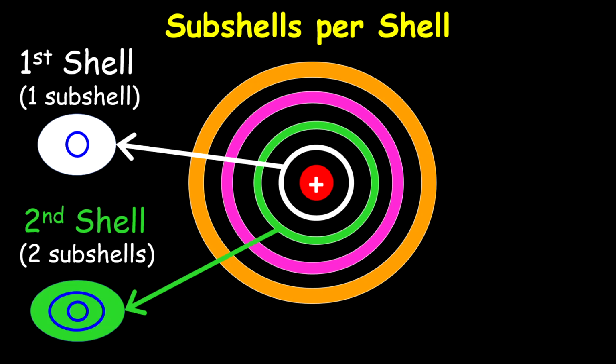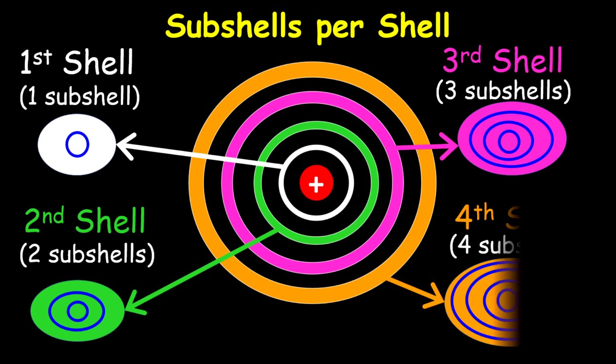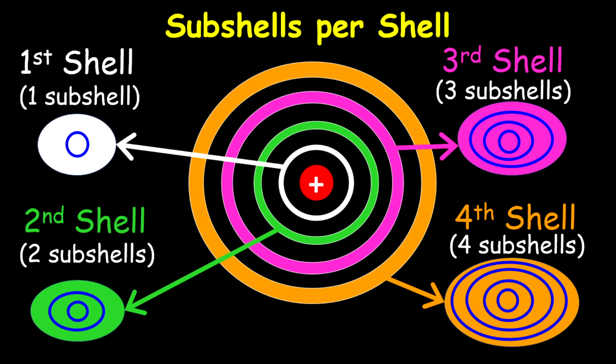The second shell has 2 subshells. The third shell has 3 subshells. And the fourth shell has 4 subshells. Isn't this wonderful to remember that the number of the shell is the same thing as the number of subshells? Easy to remember. First shell 1, second shell 2, third shell 3, fourth shell 4 subshells.